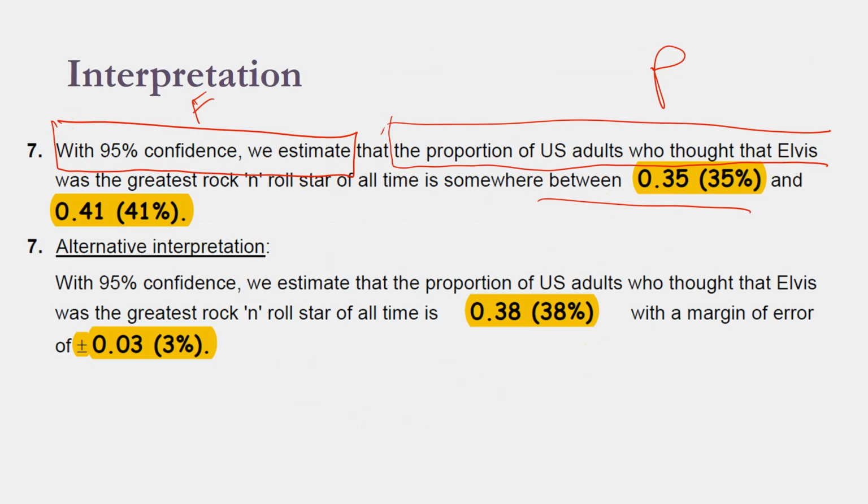You can also see I've given the proportions as decimals and percentages. You would never have to do that, just pick one. And generally, while you want decimals for your calculations, when you're writing interpretations, you're writing sentences for people to read, percentages are better there. They're a bit more human-friendly.